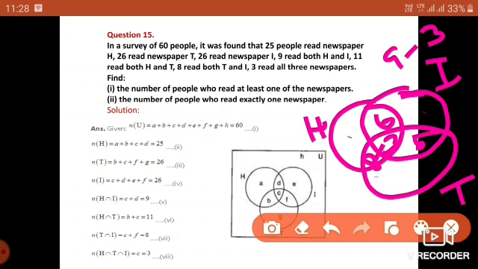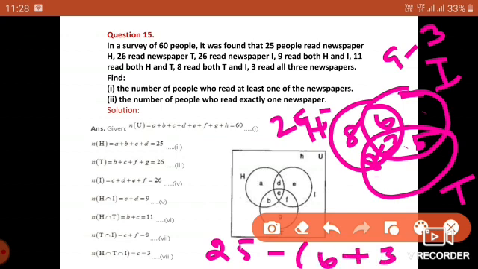How will you fill it? Here 25 people read newspaper H. So total is 25. So you have to subtract it from 6 plus 3 plus 8. So you will get the answer here as 8. That is, you have to write it as 25 minus of 6 plus 3 plus 8. That should be written in this column, 8.